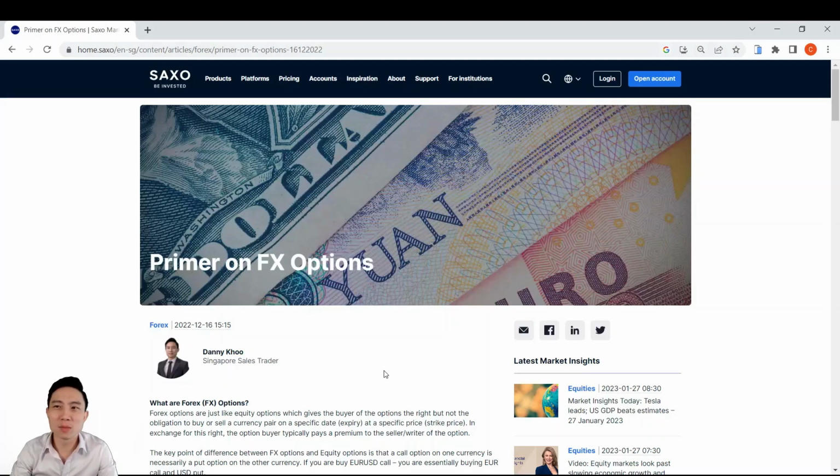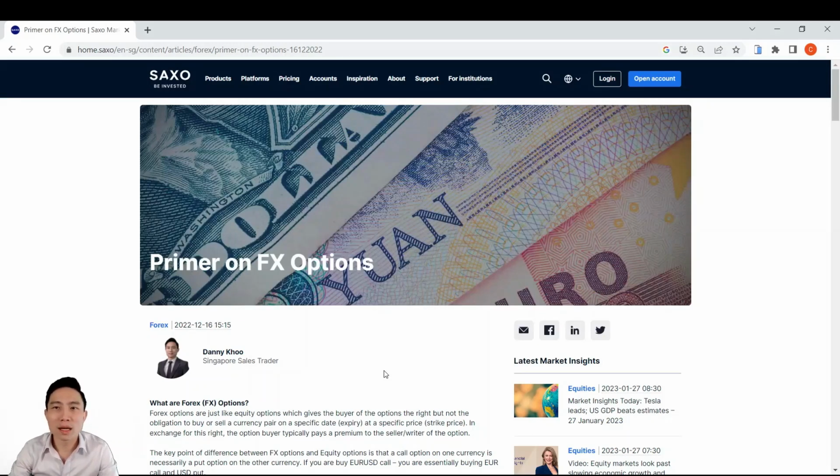Today I will be speaking more about an article which is put out on FX options. I will explain what FX options are, the various types of FX options, and some key differences between FX options and their more commonly known cousin, equity options, or otherwise known as ETO. I will then close off by highlighting some advantages and risks of trading FX options.